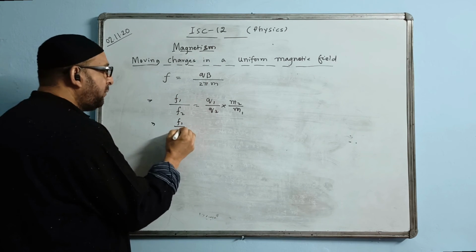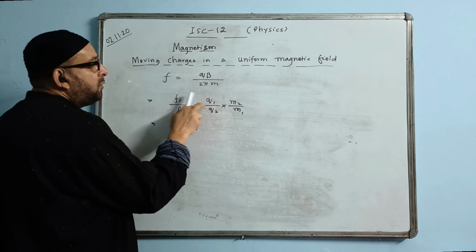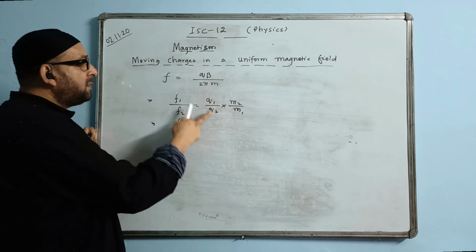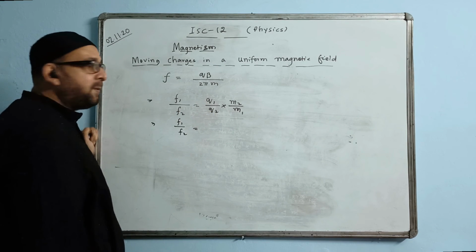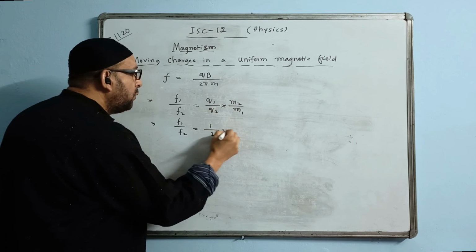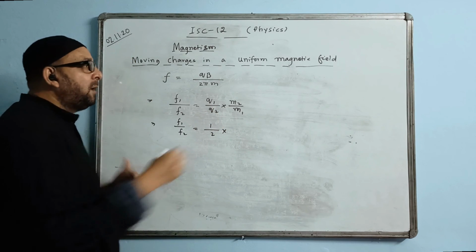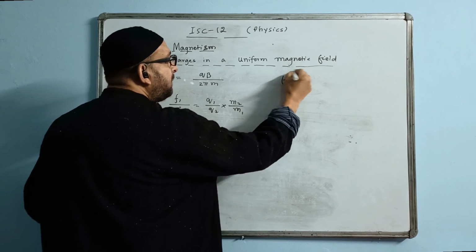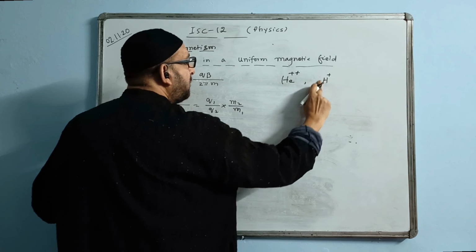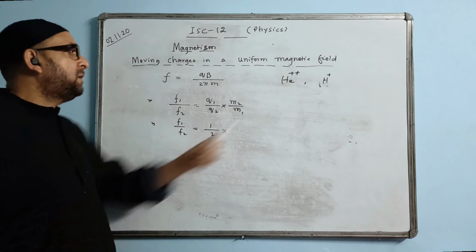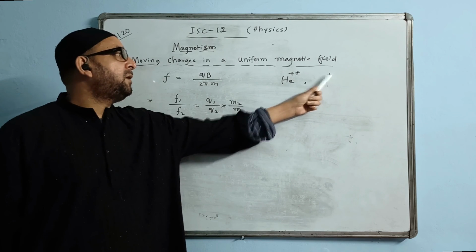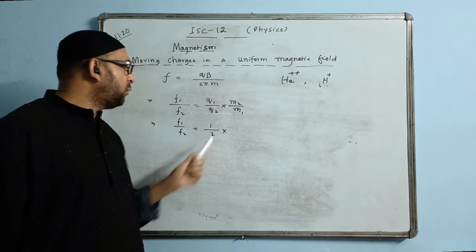Write here F1 by F2. Q1 is the first particle mentioned in the question, the proton, and Q2 is the alpha particle. Q1 value is 1, then Q2 value is 2, because charge is 2 times. Actually alpha particle is He plus plus, and proton is 1H plus, hydrogen plus. So this contains 1 unit, this will contain 2 units.